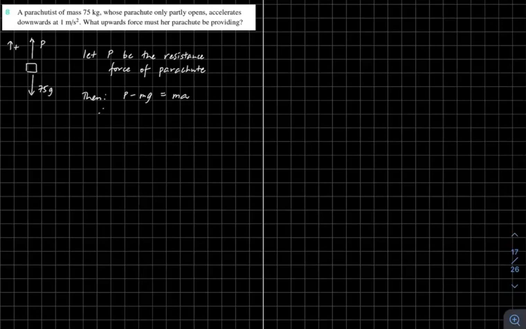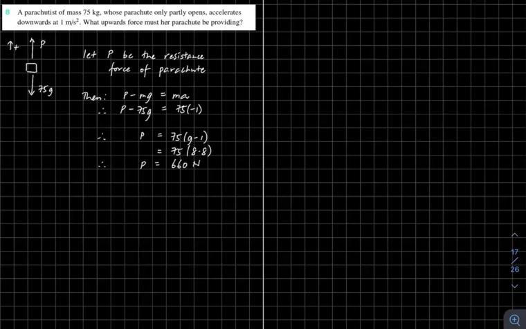And so then we can say, well, therefore P minus 75g is equal to 75 times negative 1, because she's accelerating downwards. So therefore P is equal to 75 times g minus 1, which is what, 75 times 8.8, and therefore P is equal to, grab your calculator for that one, 660 newtons.